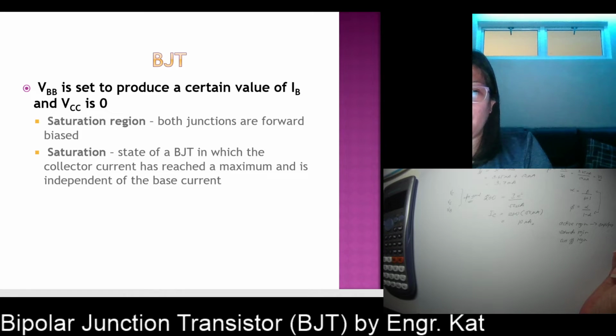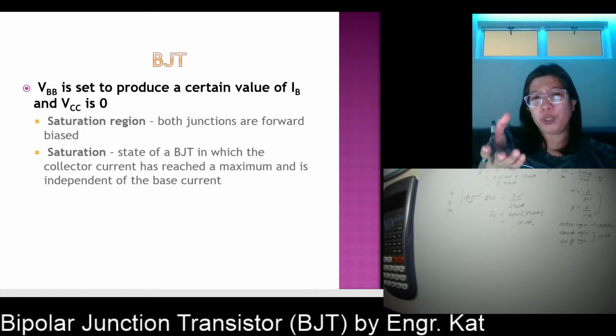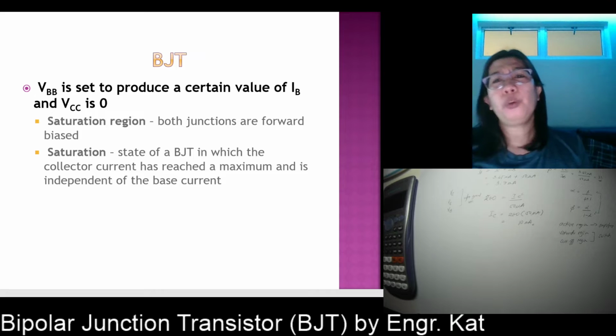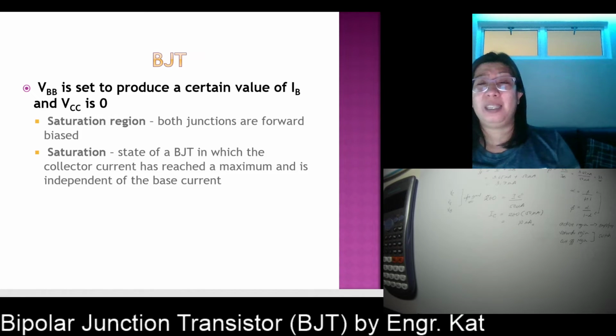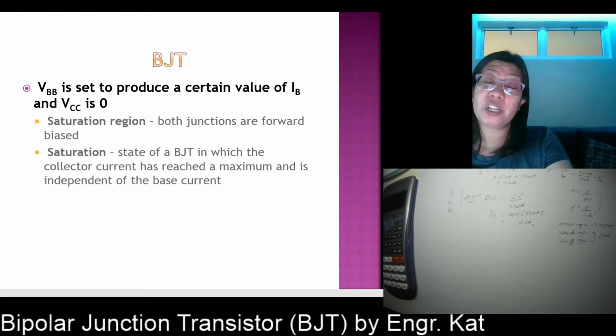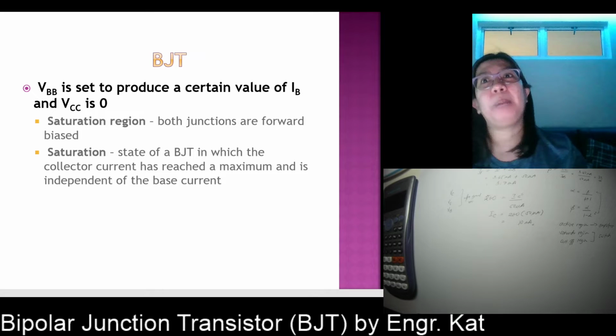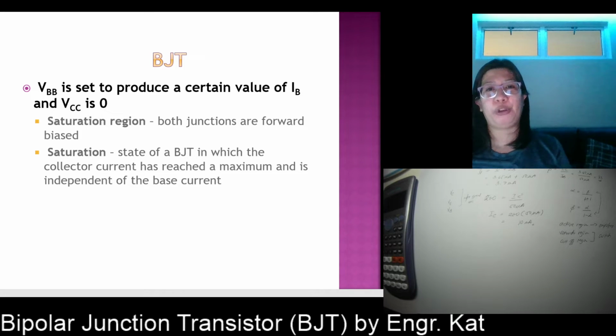Okay, so when you are in the saturation region and cutoff region, we use both, so your transistor is operating as a switch. So what do we mean by saturation region? Both junctions are forward biased. So when both junctions are forward biased, both forward currents occur. This will give you the highest possible value for your collector current.